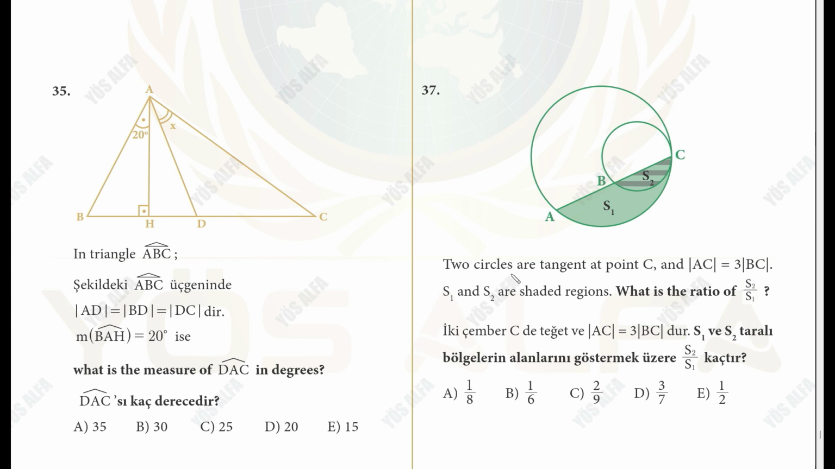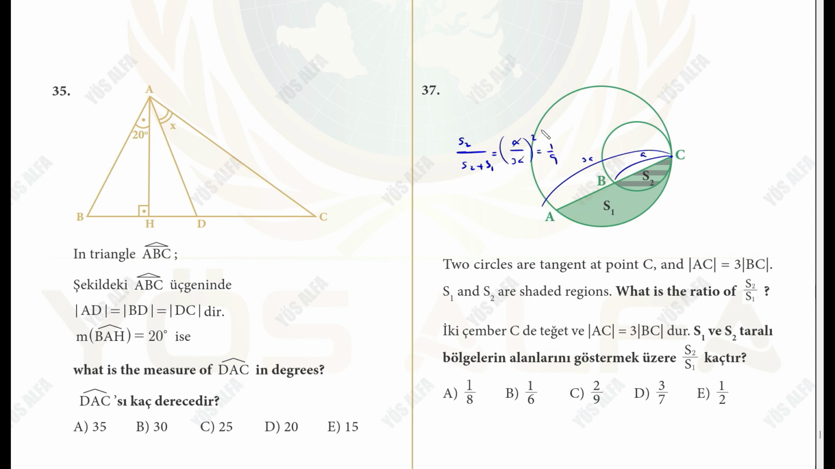37. 2 circles are tangent at point C, and AC is equal to 3BC. If BC is A, then AC is 3A. And we have a formula for the relation between S2 and S1, which is S2 over S2 plus S1 is equal to A over 3A, and the whole square, which is equal to 1 over 9.